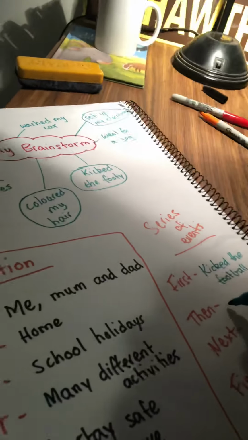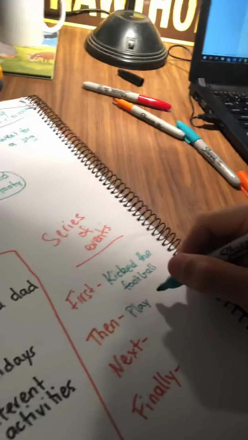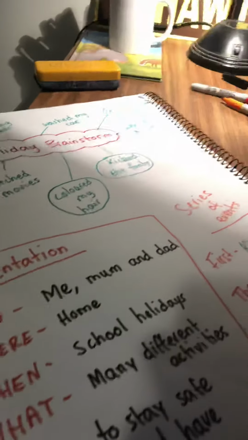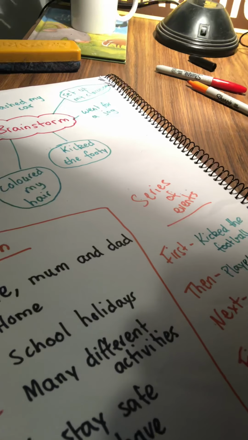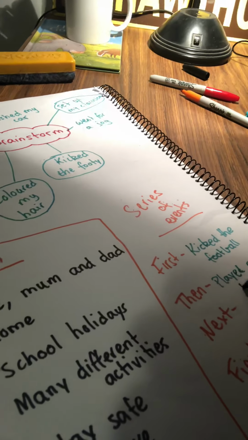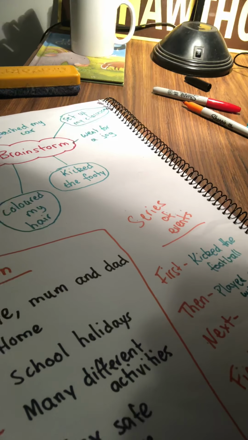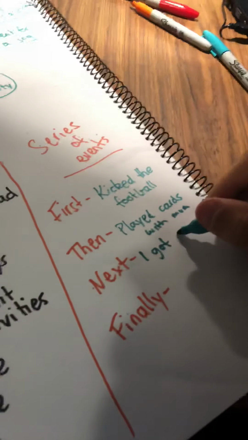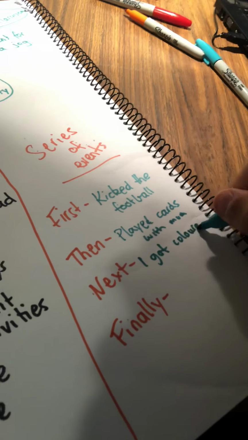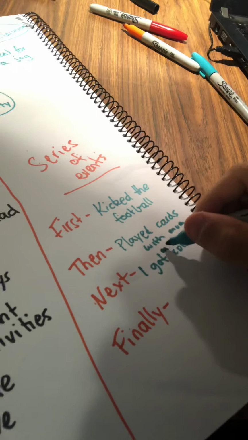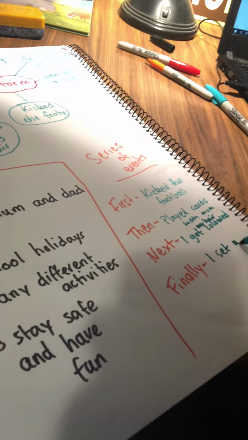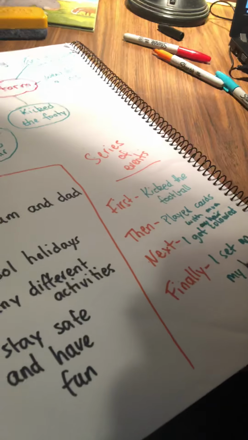Then I played cards. So I'm only just writing a couple of words. I'll expand it out when I do my draft starting from tomorrow. So played cards with Mum. Next I got my hair coloured, as you saw. Oops, got my hair coloured. And finally, I set up my home learning classroom.